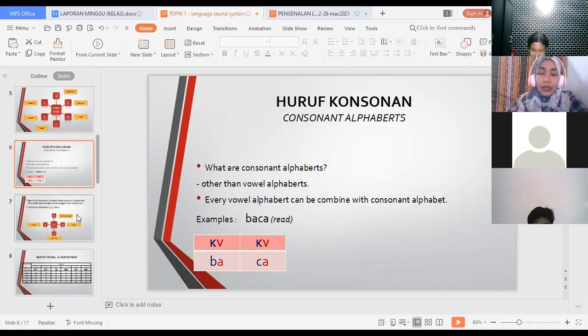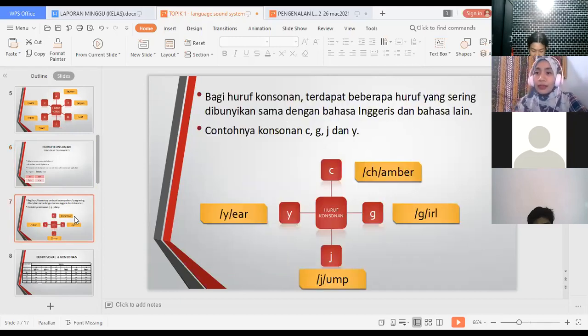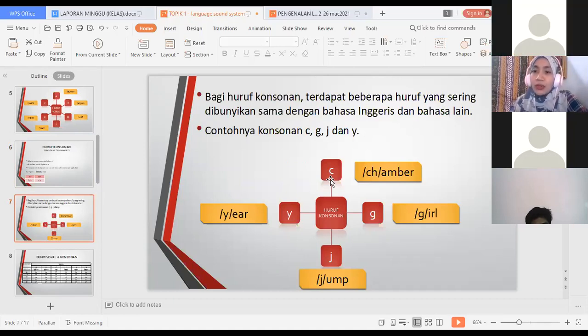But a few of the consonants have different sounds from English, like C. C in Bahasa Melayu is the sound of ch. You can see this is the sample word, the English sample word. I put chamber. You can see this one is the sound of C, ch, chamber. Okay, please don't say k.